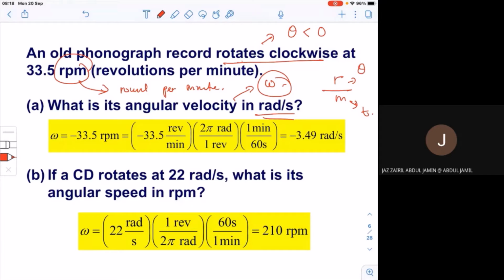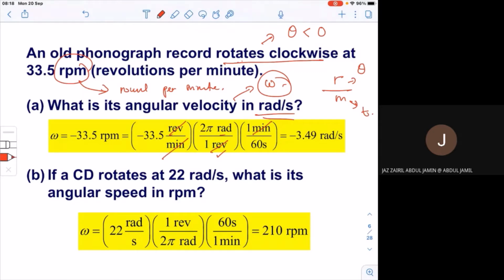Look at how they convert it from round per minute to radian per second. Again, revolutions, we put at the numerator part. We know that one revolution is 2 pi rad, so we can cancel out revolutions to revolutions. We want to cancel out minute at the denominator part, so we put that 1 minute is equivalent to 60 seconds, with 1 minute at the numerator so that we can cancel out.